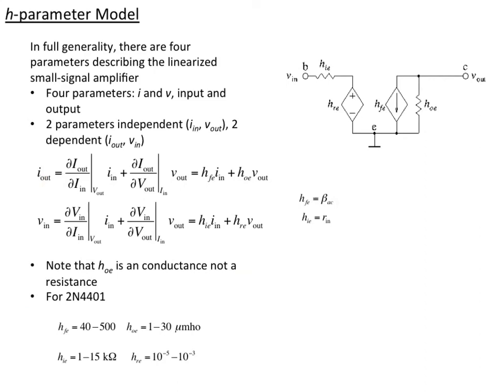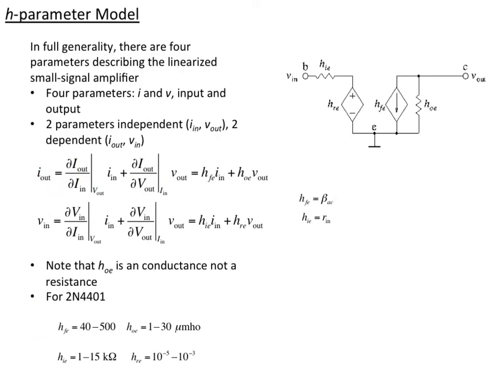Now, of those 4 parameters, we're going to pick 2 to be independent and 2 to be dependent. And the independent ones are going to be the current into the base and the voltage out of the transistor. And the other 2 are dependent. And so we can write what is the output current, and it's some function, which we just take to be a Taylor expansion, right? We say the current changes with the input current at a fixed voltage, and it changes with the output voltage at a fixed current.